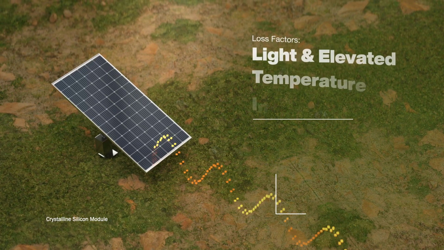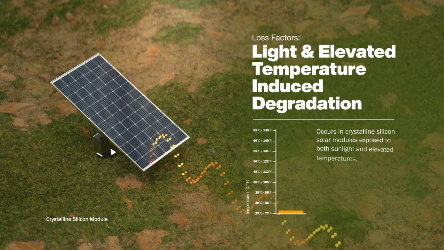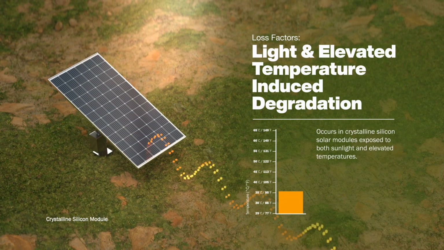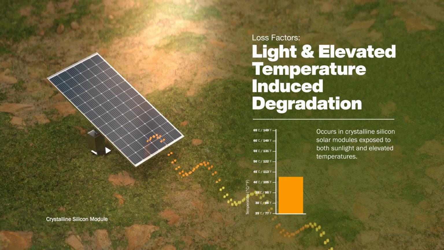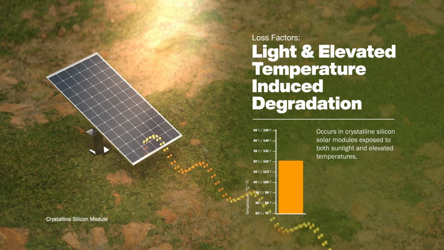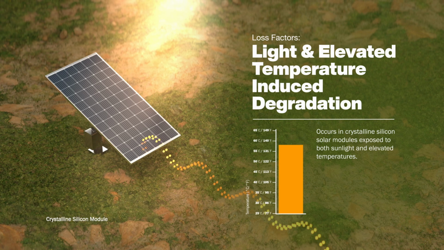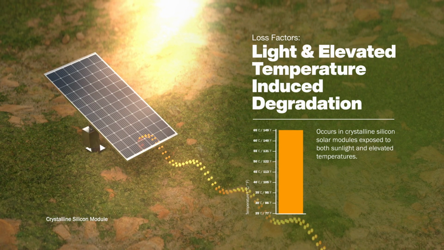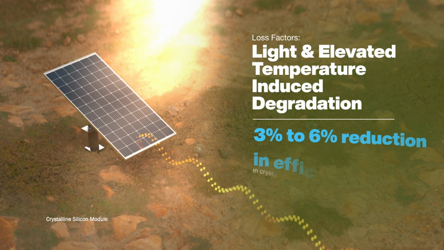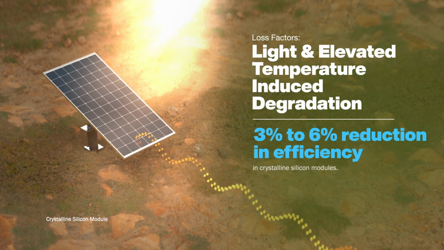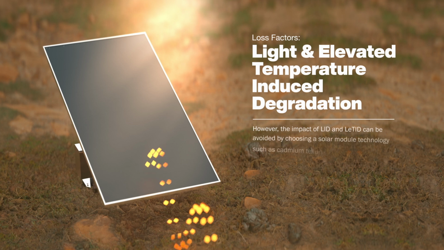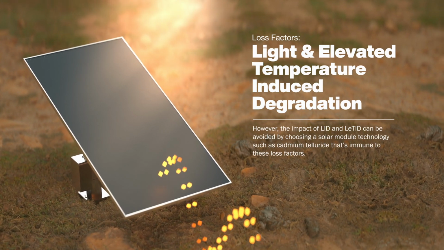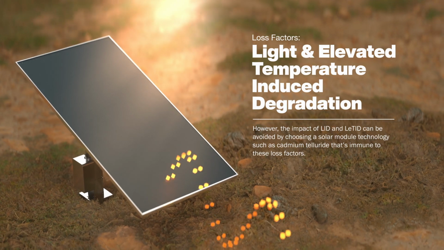Light and elevated temperature-induced degradation, or LETID, occurs in crystalline silicon modules exposed to both sunlight and elevated temperatures. Unlike LID, which occurs after an initial exposure to light, LETID occurs over an extended period and at higher operating temperatures. Over time, LETID can lead to a reduction in the efficiency of crystalline silicon modules of 3 to 6%. However, the impact of LID and LETID can be avoided by choosing a solar module technology such as CdTe that's immune to these loss factors.